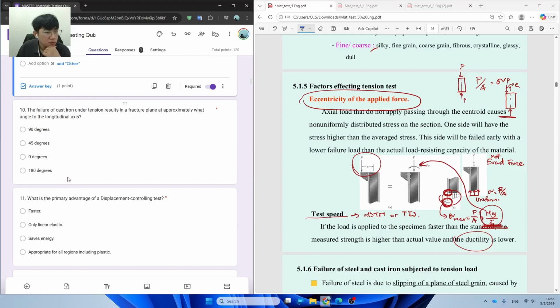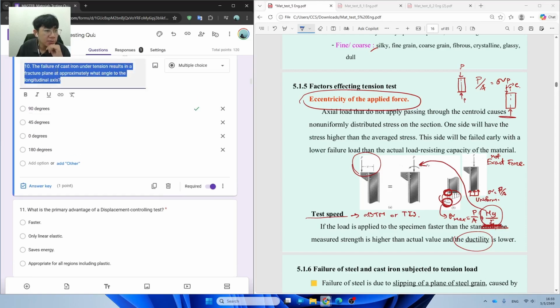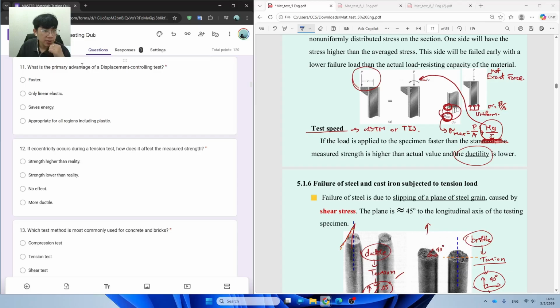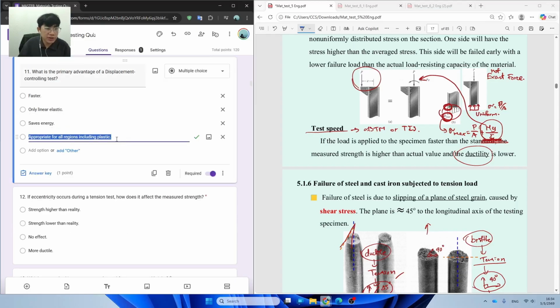Move on to the second one, question 10. The failure of cast iron under tension results in a fractured plane at approximately what angle to the longitudinal axis? Cast iron is a brittle material, so when it fails, it's going to fail at 90 degrees, as we have just discussed. Next: what is the primary advantage of displacement controlling test? Any material for all regions, including the plastic zone.